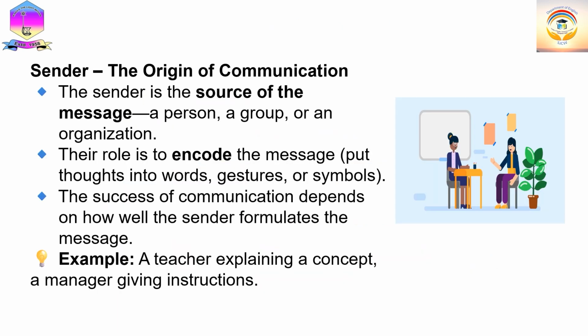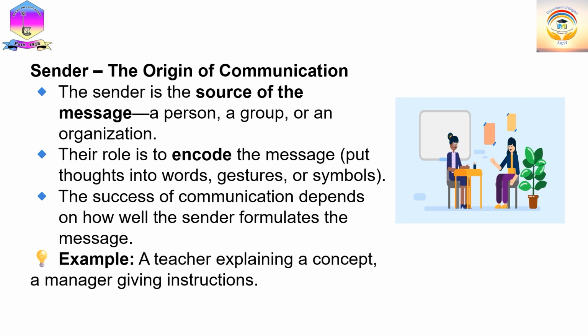The first one, as we saw in the earlier diagram, is the sender, the origin of communication. The sender is a source of information and message: a person, a group, or an organization. Their role is to encode the message either through thoughts, words, gestures, or symbols. The success of a communication depends on how well the sender formulates the message. For instance, a teacher explaining a concept is the sender there. A manager giving instructions, so the manager becomes the sender.